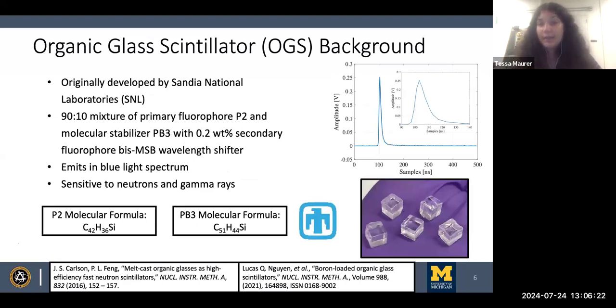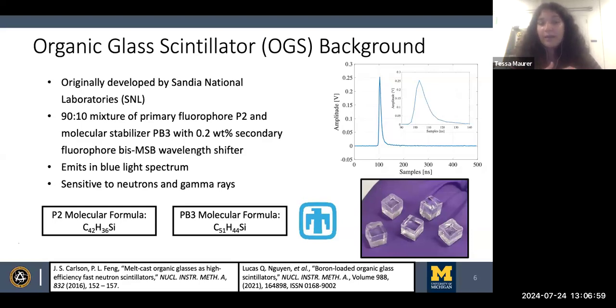Okay, so a little bit more background on the organic glass scintillator, OGS. Originally developed by Sandia National Laboratories and released in the sense of what we call organic glass scintillators today. I'll talk a little bit more about what I mean by that in a few slides. But the composition is roughly a 90-10 mixture of the primary fluorophore, P2. And just as a recall from yesterday, the fluorophore is just the compound that fluoresces when we have ionizing radiation impinging on it. And then we add a molecular stabilizer, PB3.